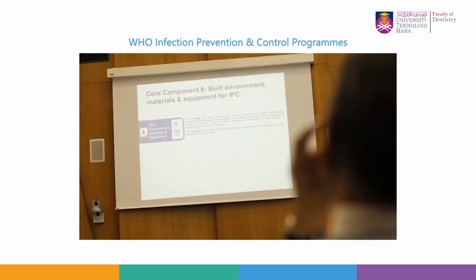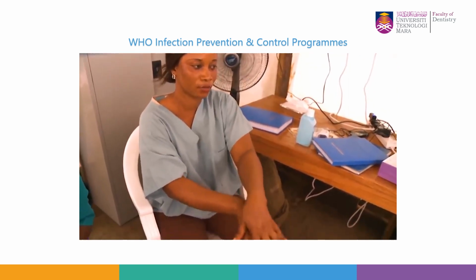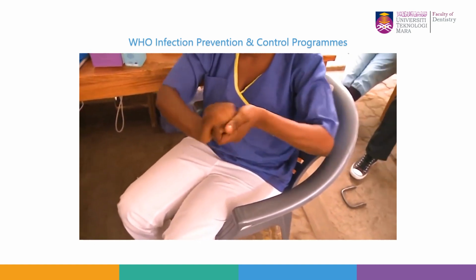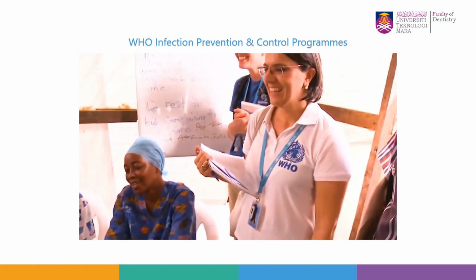WHO recommendations identify 8 core components that make infection prevention and control effective and aim to support countries and health facilities to prevent healthcare-associated infections and antimicrobial resistance.